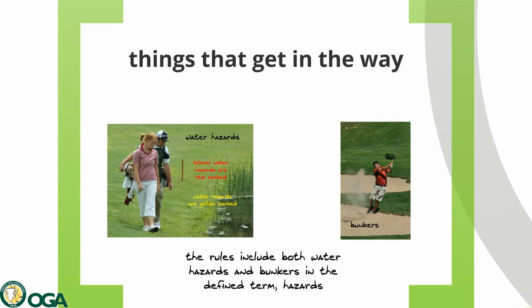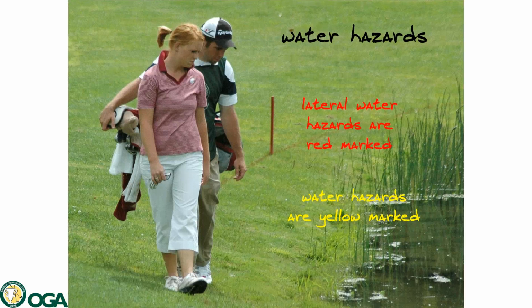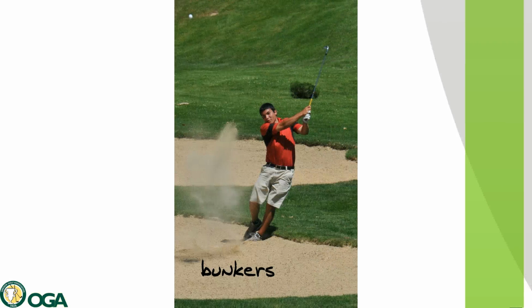Unfortunately, there are things that get in the way. These include water hazards. Water hazards are either red-marked lateral water hazards or yellow-marked water hazards. They can be defined by stakes and or lines. We also have bunkers. Bunkers are areas on the course where the turf has been removed and it's been replaced with sand or something similar.